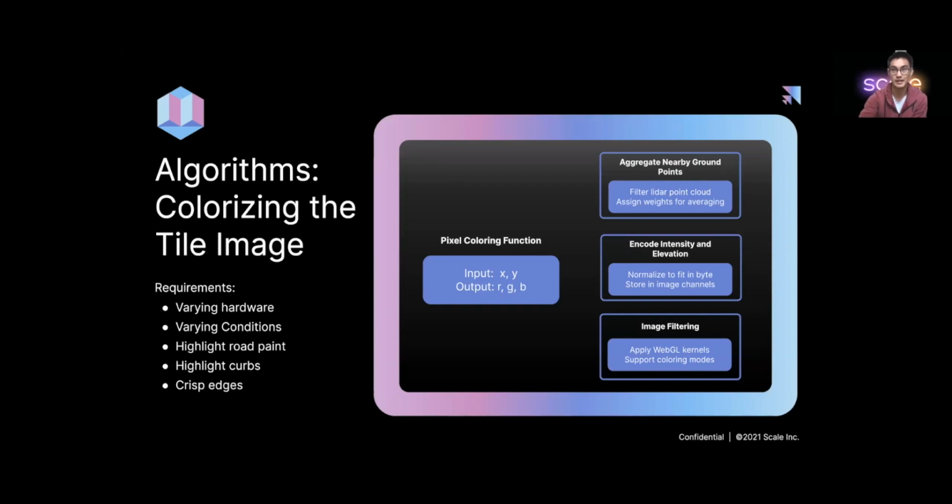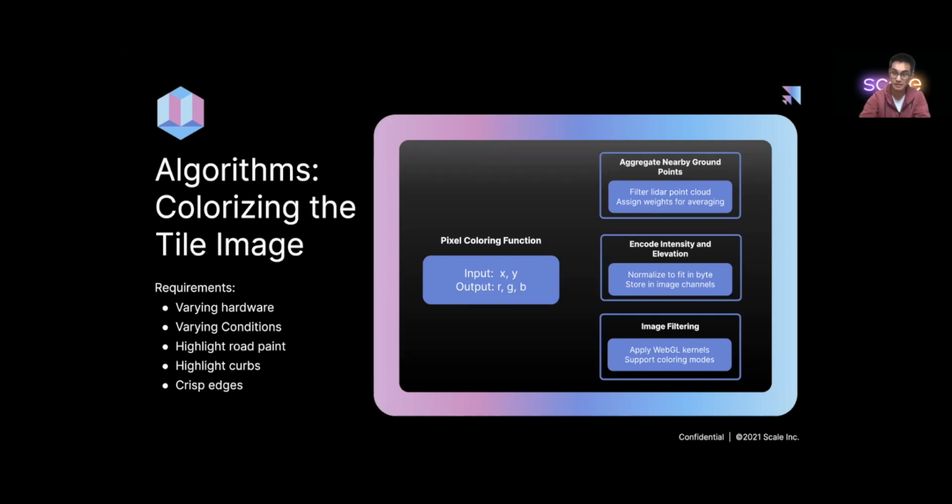And we can easily find which points correspond to that column by just bucketing the points according to their X and Y. And then once we've extracted those points, we can take a statistical summary of the intensity and elevation and then encode it in the red and green channels of our image. That's the top-down tile generation process.